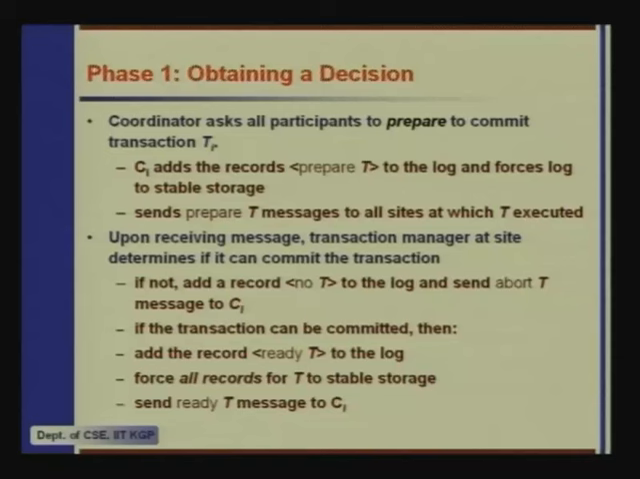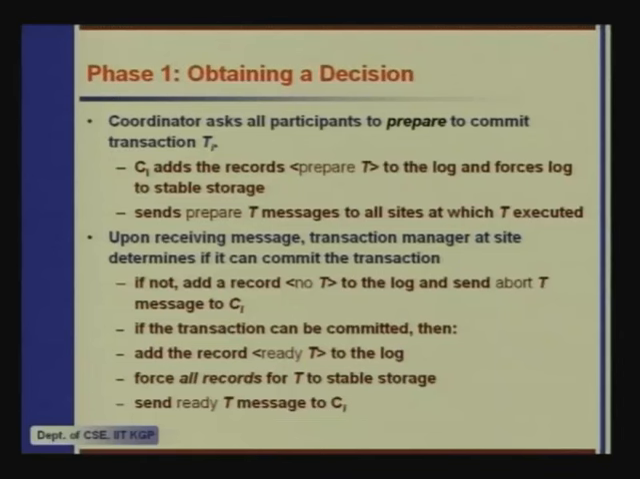So, how does it do that? So, the CI is the coordinator for the transaction, it adds the record prepare T to the log and forces the log to stable storage. Now, we have to understand what is happening here. For every transaction, a database maintains a transaction log. Whatever you are doing is first written into the log, and when we say that the log is forced into stable storage, it means that the log is backed up in a storage which is not going to crash. You get it? Even if the machine goes down, that information is saved. So, when it recovers, it can recover that information.